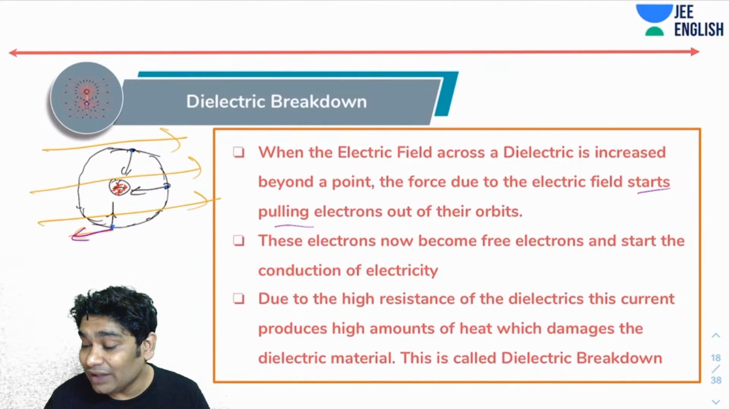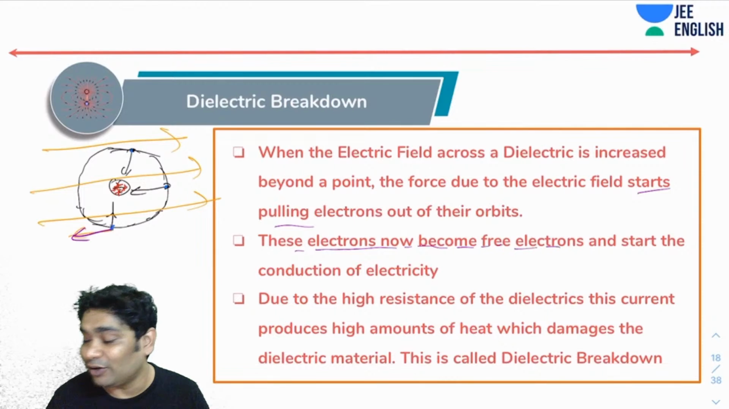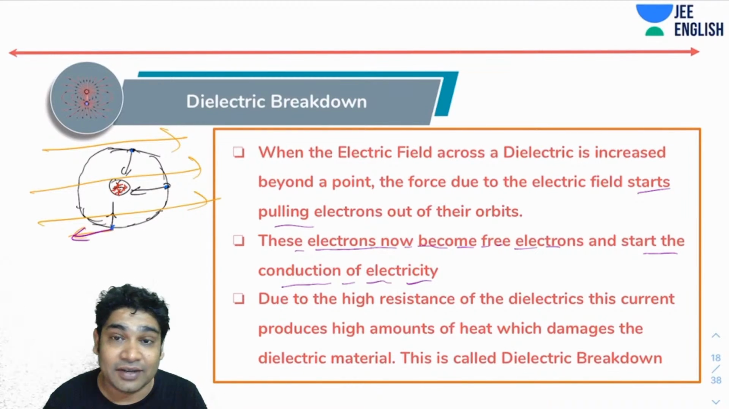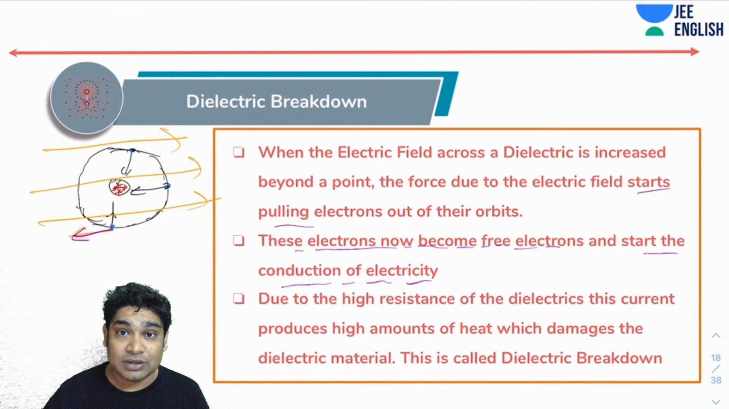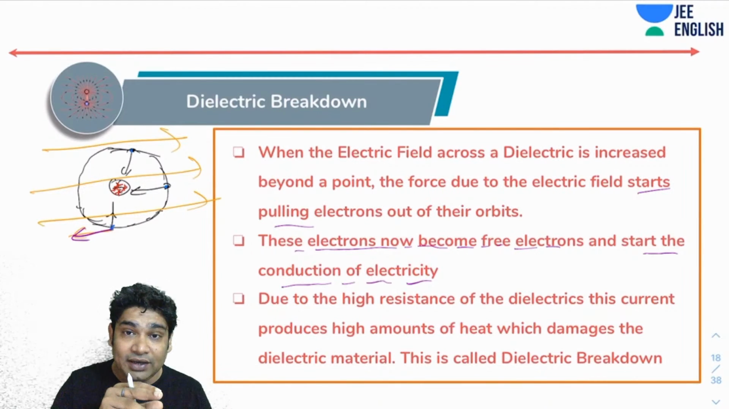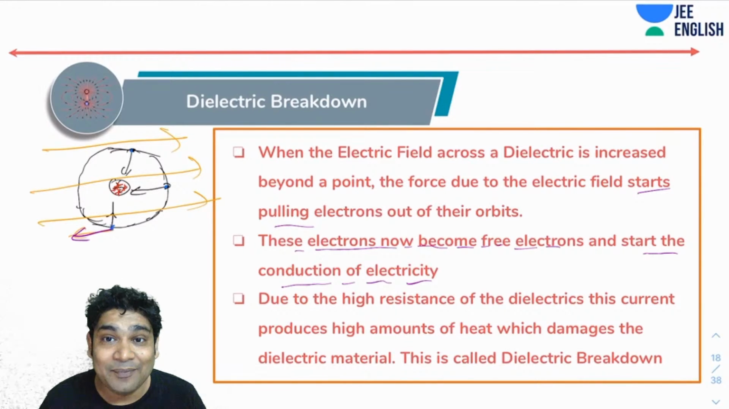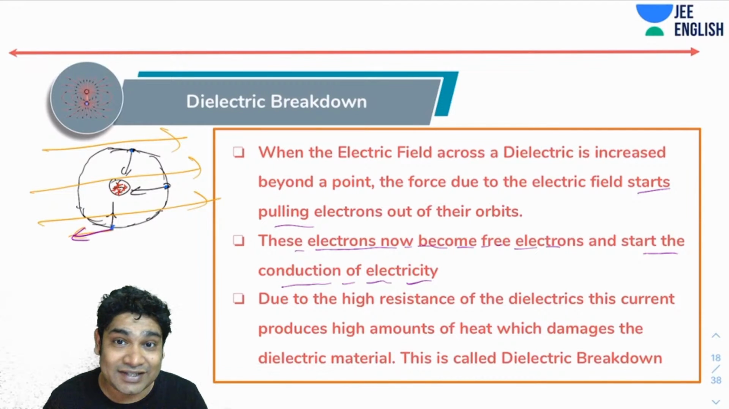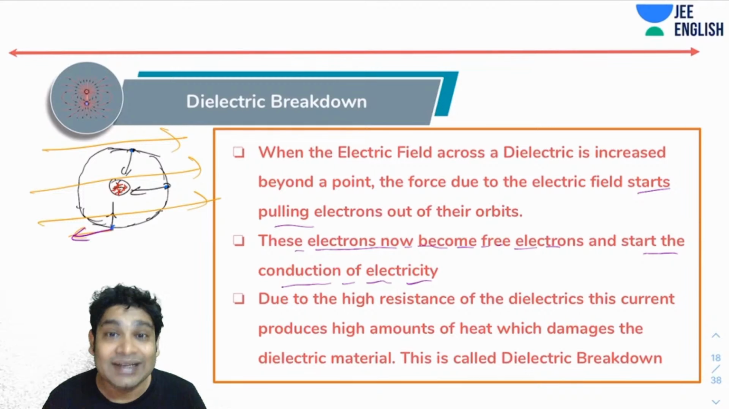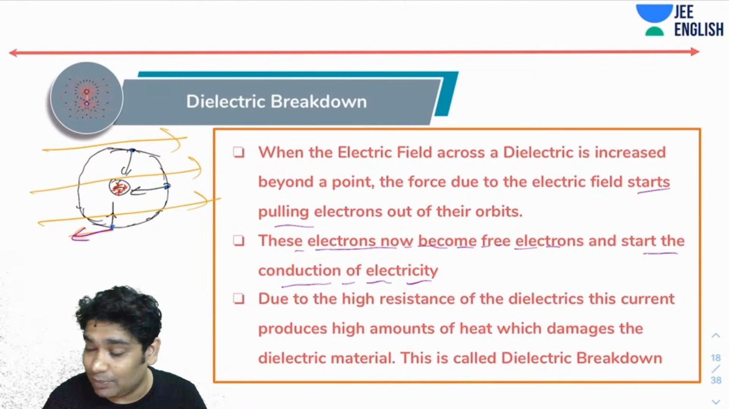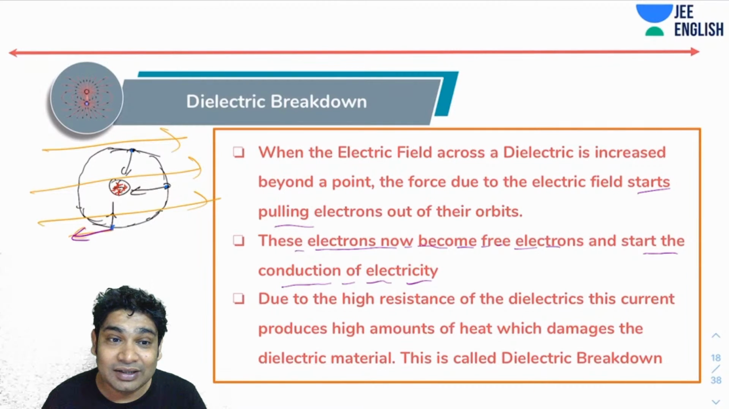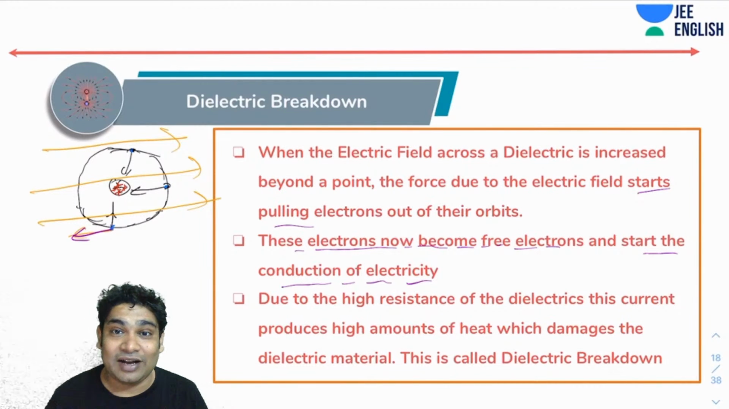So you realize that these electrons will now become free electrons and they will start flowing and cause the conduction of electricity. All these electrons are free from their respective nuclei, they can start flowing and they cause the conduction of electricity. Due to high resistance of dielectrics, generally this process produces a huge amount of heat, which essentially would damage the dielectric also, and that is what you call dielectric breakdown. I've given you an example that lightning is nothing but the breakdown of air.